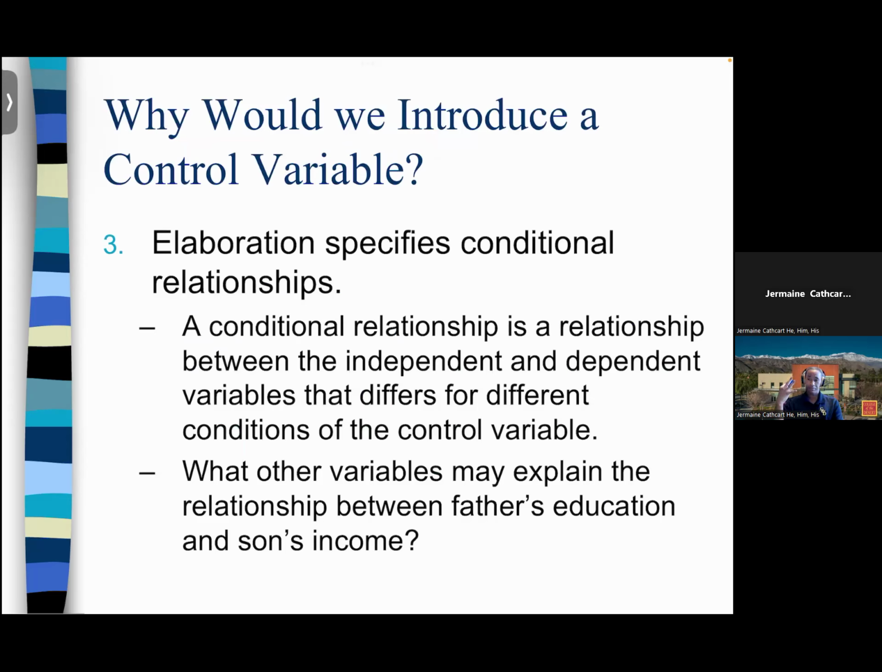Okay, now the third goal of elaboration is to specify conditional relationships. So a conditional relationship is a relationship between an independent variable and a dependent variable that differs for different conditions of the control variable. Now this is a little difficult for some people to understand, so we're going to walk through it in a way that I like to use, and I like to use sports as an analogy, okay? So what other variables may explain the relationship between father's education and son's income?